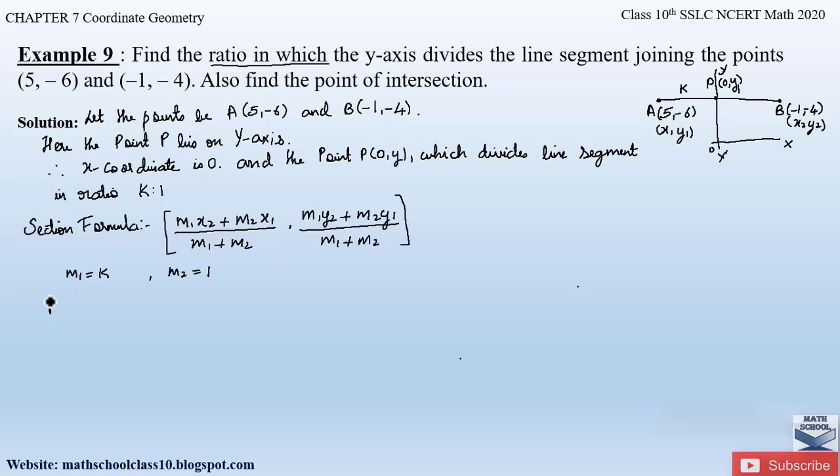So what are the coordinates of point P? It is (0, y), which divides the line. So let us now apply the section formula. So what is the m1 value?